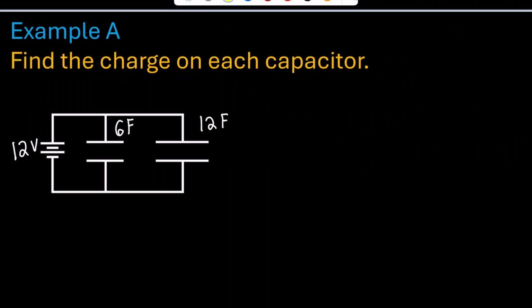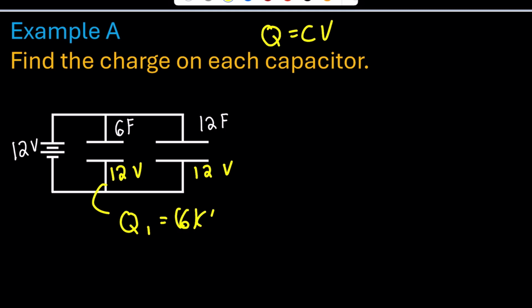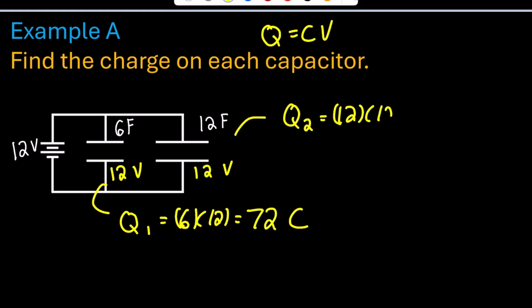All right, example A looks at two capacitors in parallel, and it asks to find the charge Q on each capacitor, which is given by CV. So they're both in parallel, so they both get the 12 volts given by the battery. For the capacitor on the left, which I'll call capacitor 1, its charge is 6 times 12, so it stores 72 coulombs of charge. Q2 on the right stores 144 coulombs of charge.